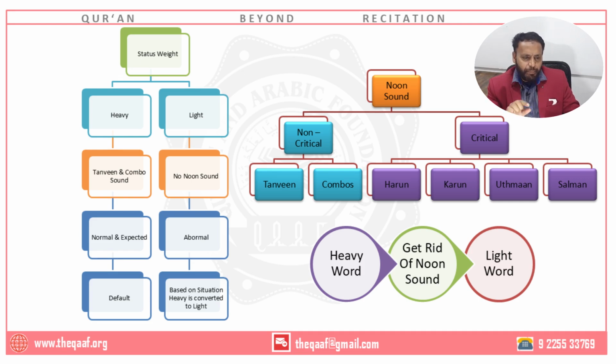So the basic simple formula is: take a heavy word, get rid of the noon sound, and the word becomes light. That's the formula. How to do it, we will see shortly, inshallah. But this is how you do it. Take a heavy word, somehow get rid of the noon sound, or the ending combination, or the ending sound, and the word becomes light.